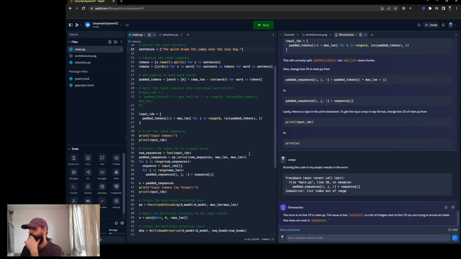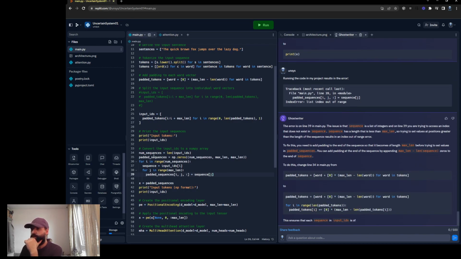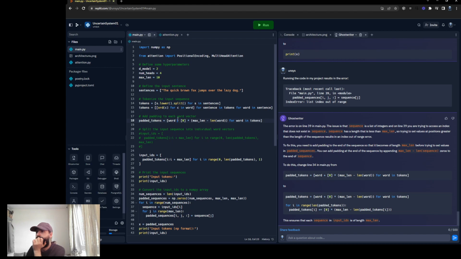And so what is it? And now it's complaining about these. But what is it trying to do here? So convert the input to NumPy arrays. It's asking me now to change a line that doesn't exist. No, it exists here. Add padding to each vector. No, that's all fine. That's all fine.